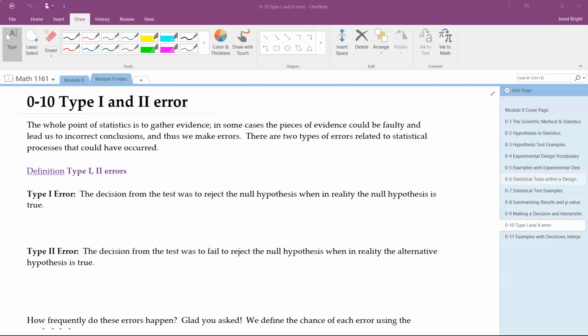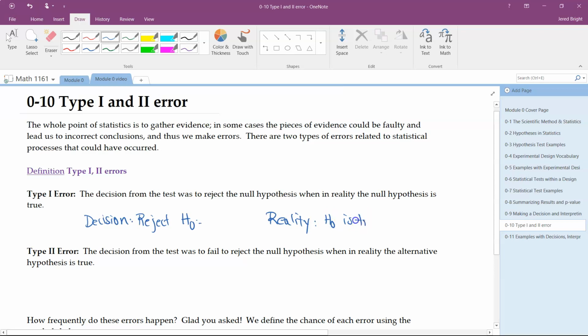And so there's type 1 and type 2 errors. A type 1 error is that the decision of the test was to reject the null hypothesis, when in reality the null hypothesis is true. So just to summarize this, the decision was to reject the null hypothesis. So we would reject the null hypothesis. But in reality, the truth, even though we don't know it, would be that the null is true.